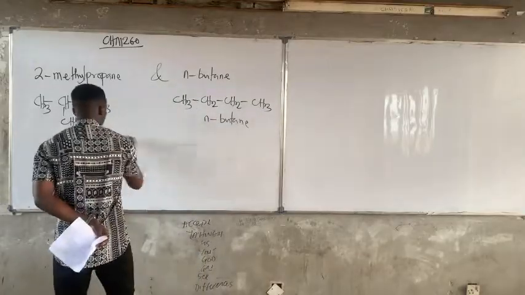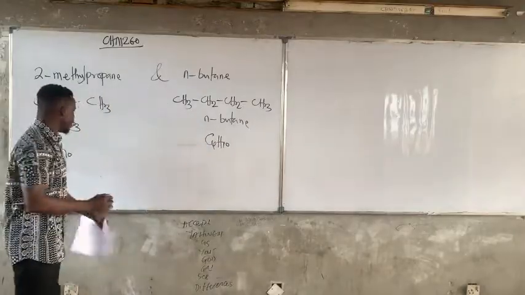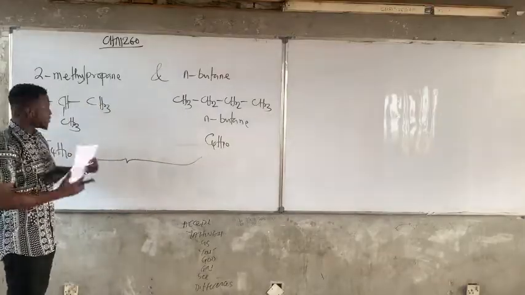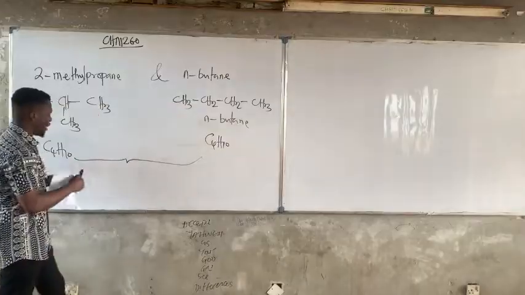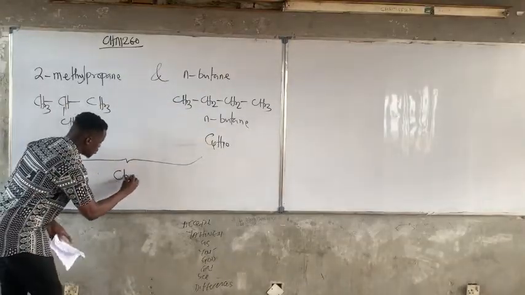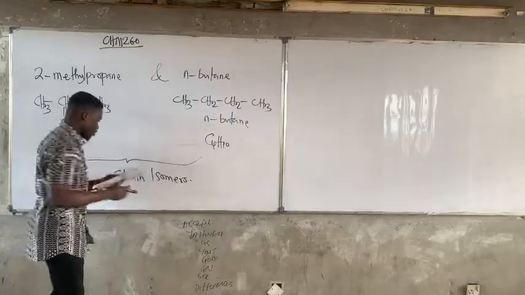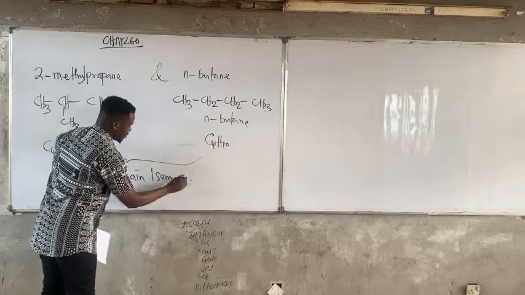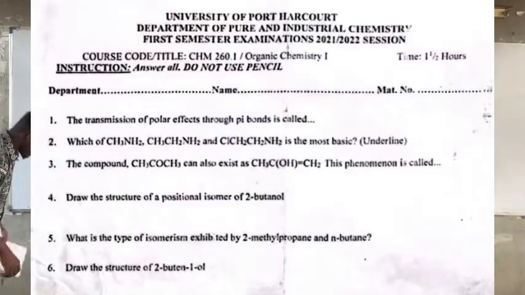These two compounds have the same molecular formula, C4H10. The type of isomerism is chain isomerism because their chains are not the same. This is a straight chain and this is a branched chain, so the two are called chain isomers. So the question asks what type of isomerism is exhibited between these two. It is chain isomerism.